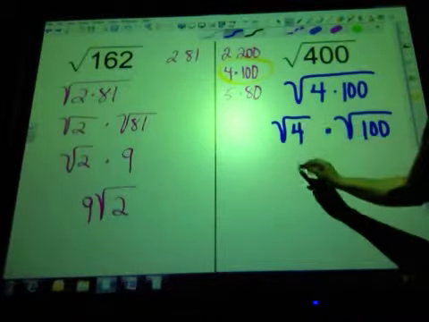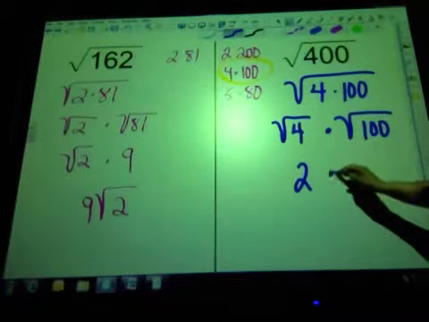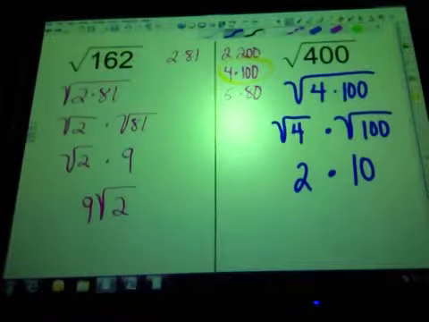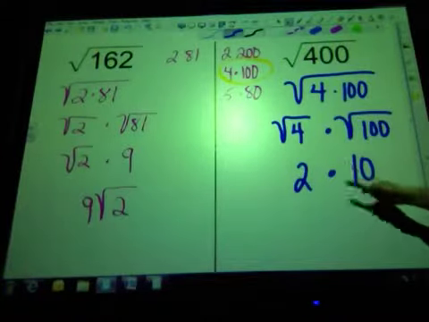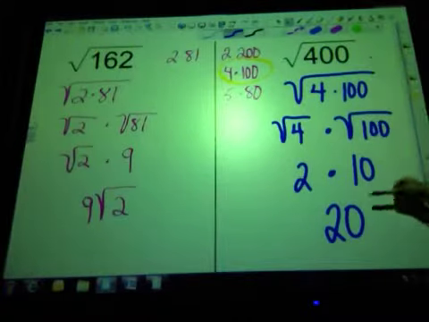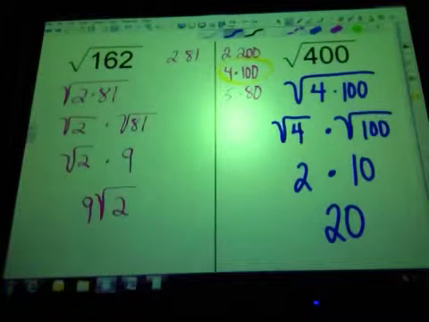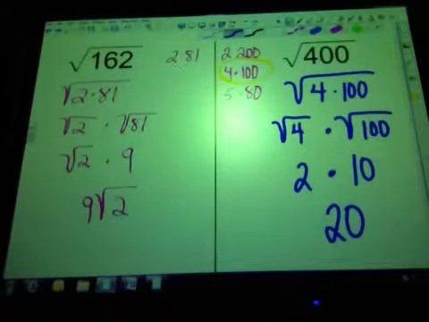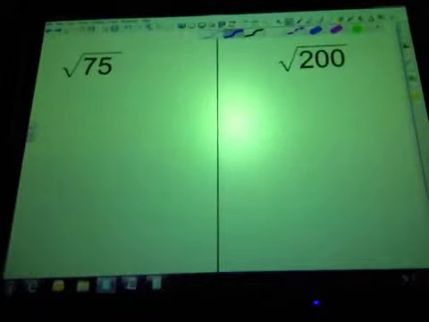Square root of 4 is 2. Square root of 100 is 10. So I get rid of my square root signs. They have totally disappeared. Now I'm going to simplify this because I can. 2 times 10 is 20. So the square root of 400 is just 20. Now maybe you already knew that, so you didn't have to do this method. And good for you. If you already knew square root of 400 was 20, then you could have just written down 20. Usually it doesn't work that way, though.